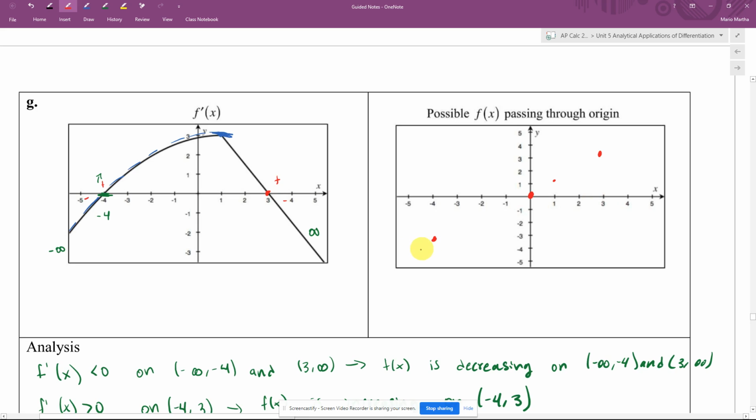So we're going to say our graph kind of looks something like that. So again, there's a minimum. And then changes concavity right there. And then it starts to decrease again when it reaches the maximum value. So that would be a possible graph for f.